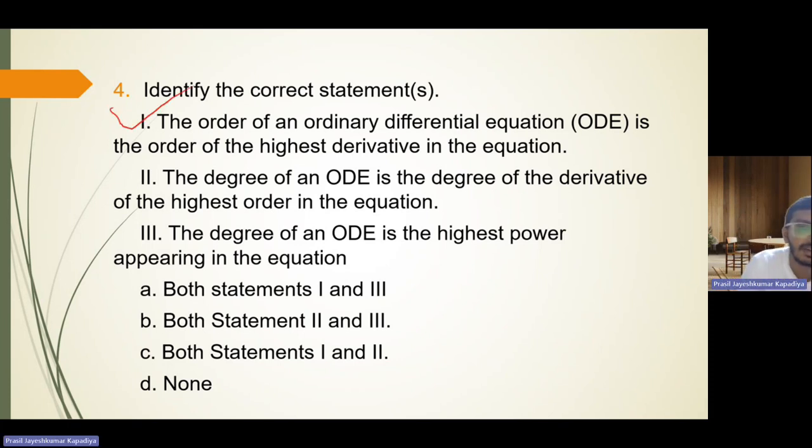Now the next statement: the degree of an ordinary differential equation is the degree of the derivative of the highest order in the equation. This statement is also correct. We learned what is the degree and what is the order of an ODE. Third statement: the degree of an ODE is the highest power appearing in the equation. This is completely false. So what is the correct answer? Both statement 1 and 2 are correct. Okay.